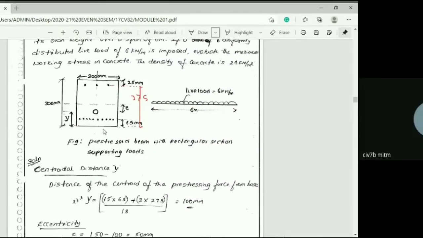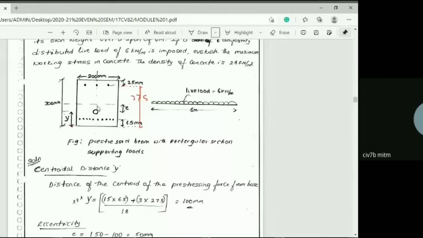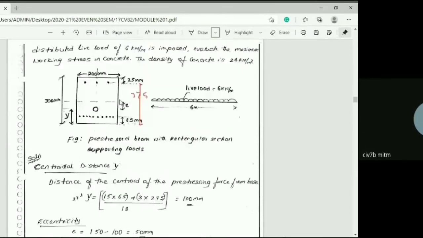So from the bottom of the beam, at 100 millimeter, I am going to induce the pre-stressing force. Is it clear? Hence, next immediately go to the eccentricity. Now you can calculate the eccentricity because you came to know the centroid of the pre-stressing force induced. Eccentricity is defined as the distance between where the pre-stressing force is induced and the centroidal axis of the section. That distance is called eccentricity.